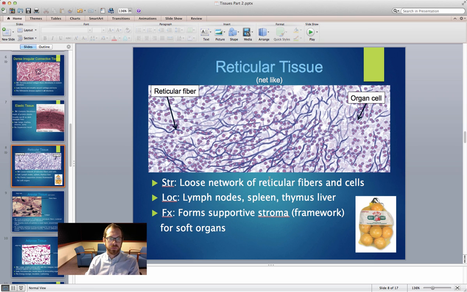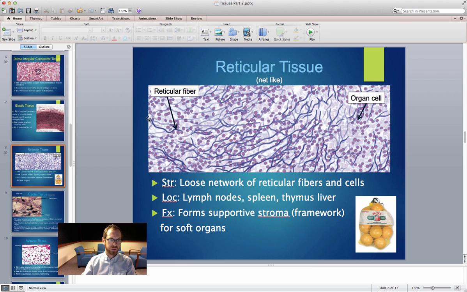Now we're moving into our first loose connective tissue, and this is reticular tissue. And reticular tissue, you can think of this as a tissue that forms a net. And a nice way of thinking about this is it's kind of like a grapefruit bag or a clementine bag that you would find at the grocery store. And it sort of exemplifies this because the structure is this loose network of reticular fibers and cells.